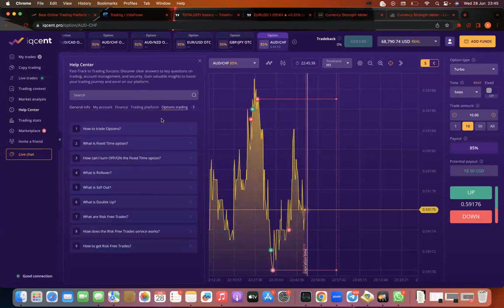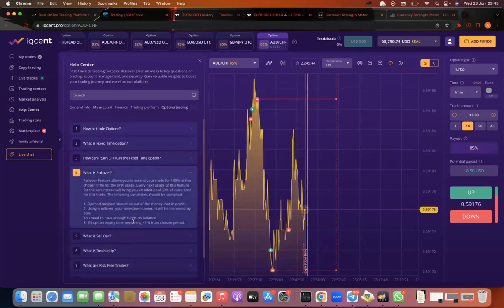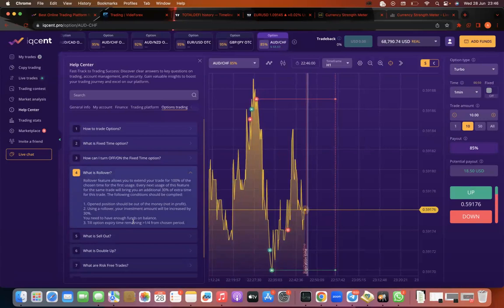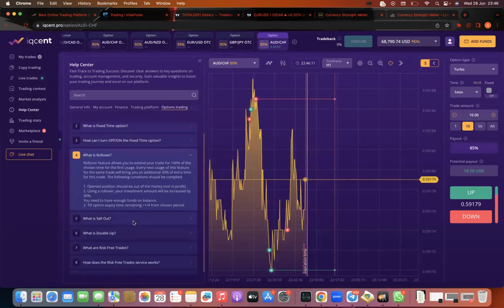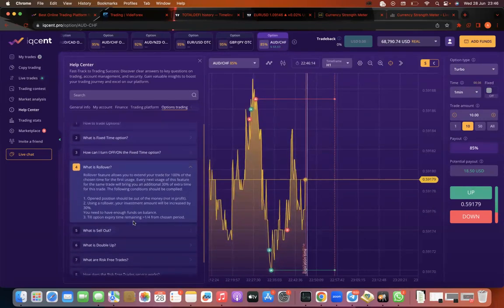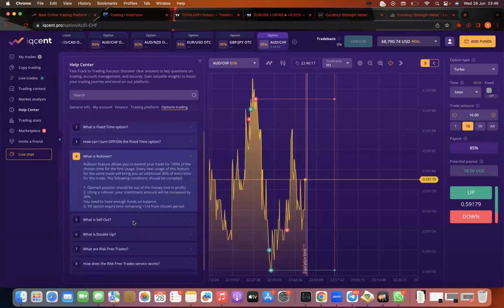Let's ask about rollover. Okay, so the rollover here, and now you can come and read these rules of rollover. It is a feature that allows you to extend your trade for 100% of the chosen time for the first usage. Every next usage of this feature for the same trade will bring an additional 30% of extra time on this trade. You understand? So you just read through it so you can understand, because as you keep rolling over, it keeps increasing slightly.